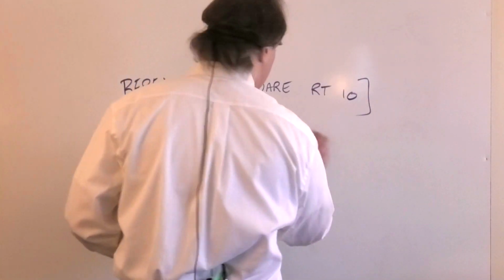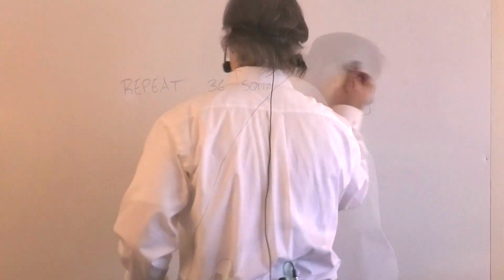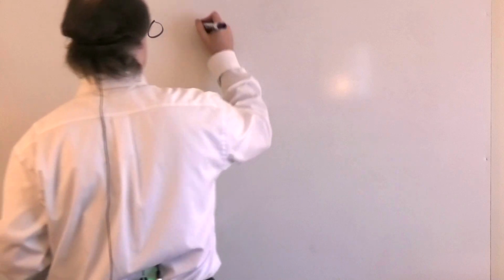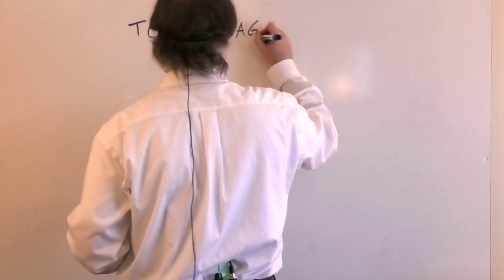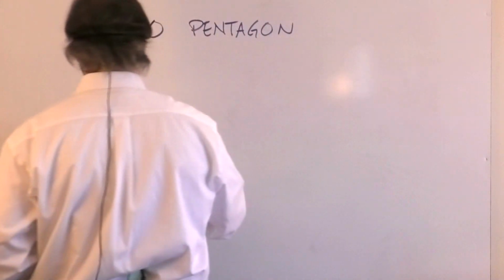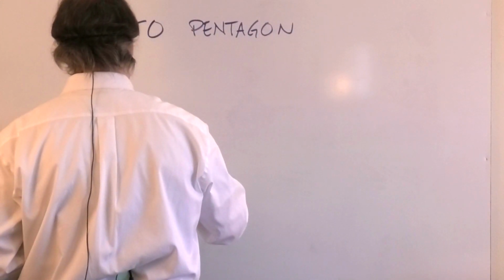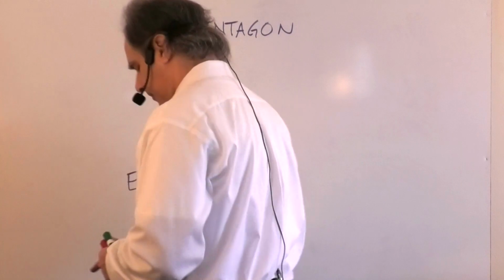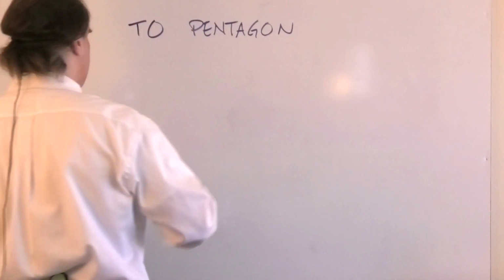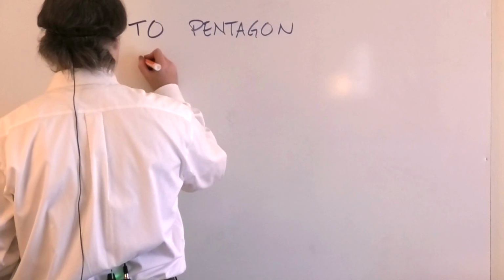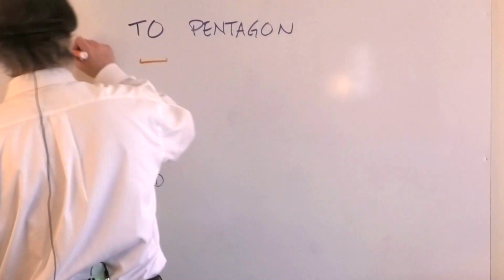So let's do a couple more things with this. Let's go to the flip side. Let's write to pentagon. And then we're immediately going to write end. We're going to indent. We'll indent by one space here. In any other language, it'll be a tab.